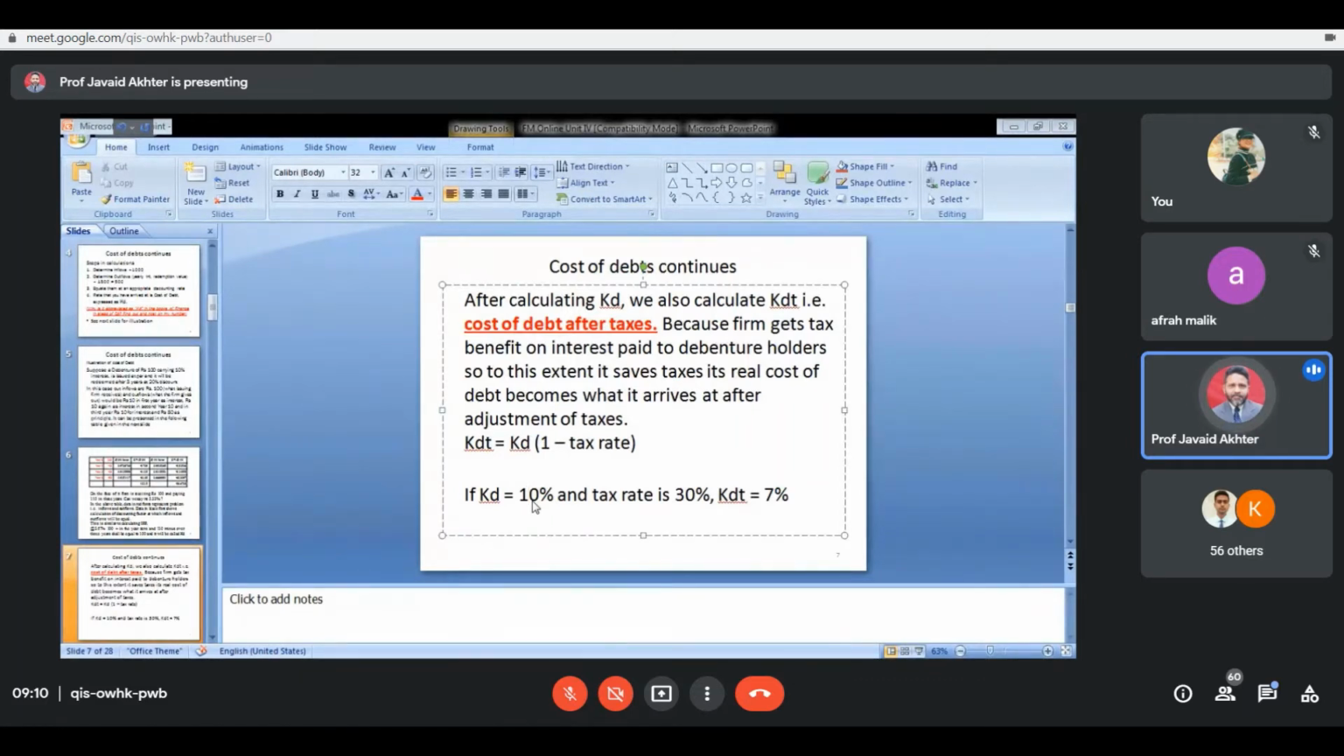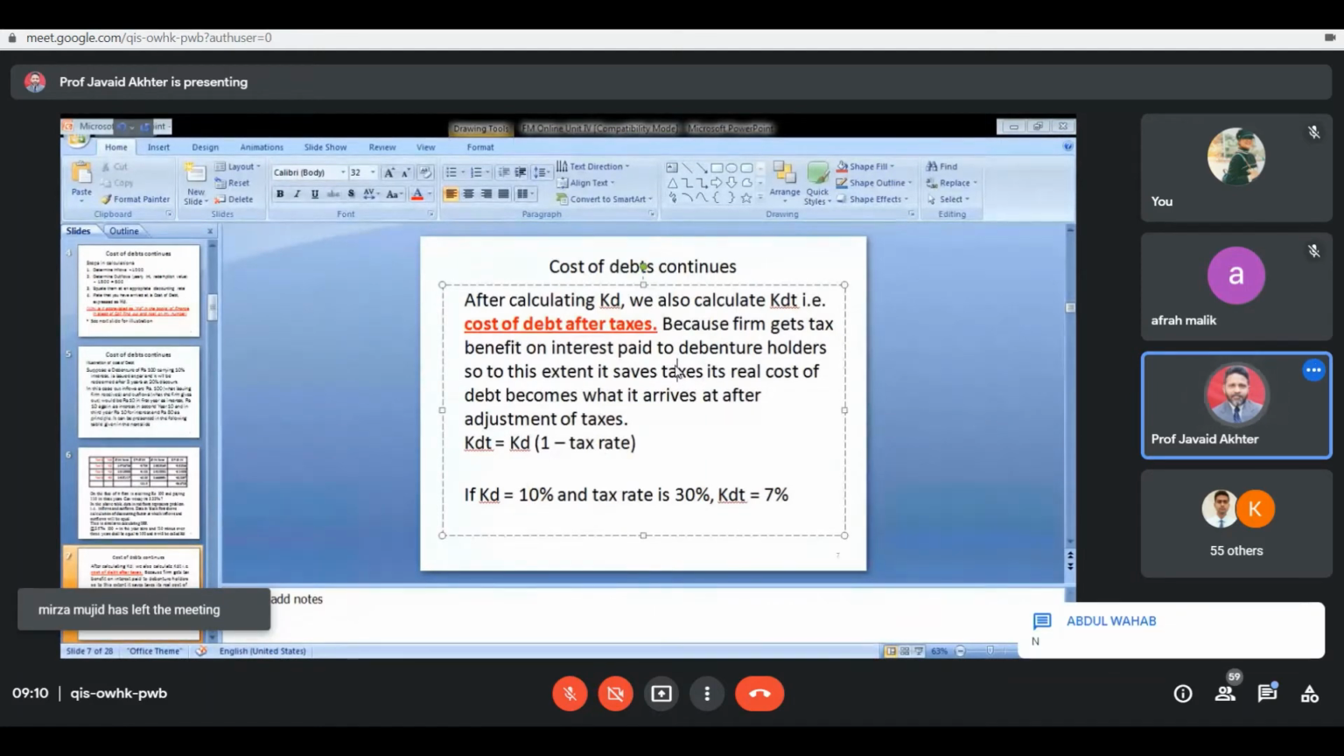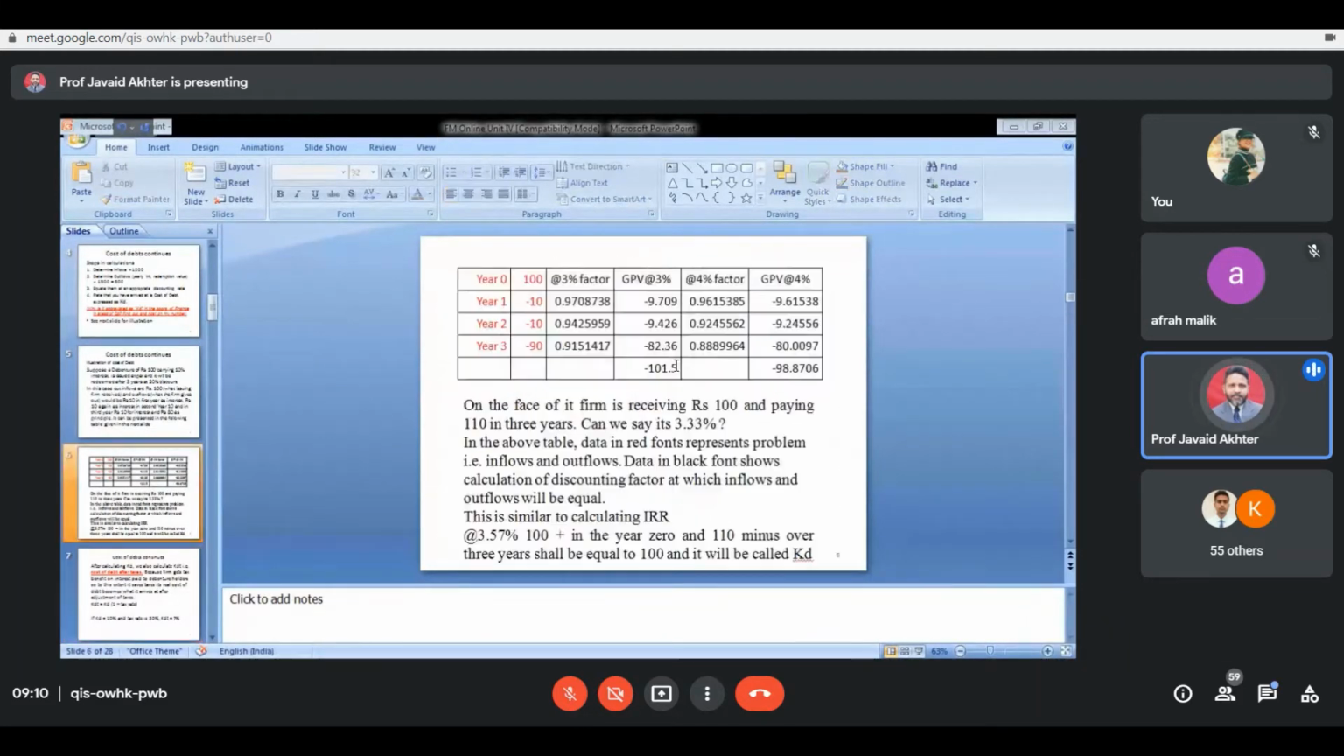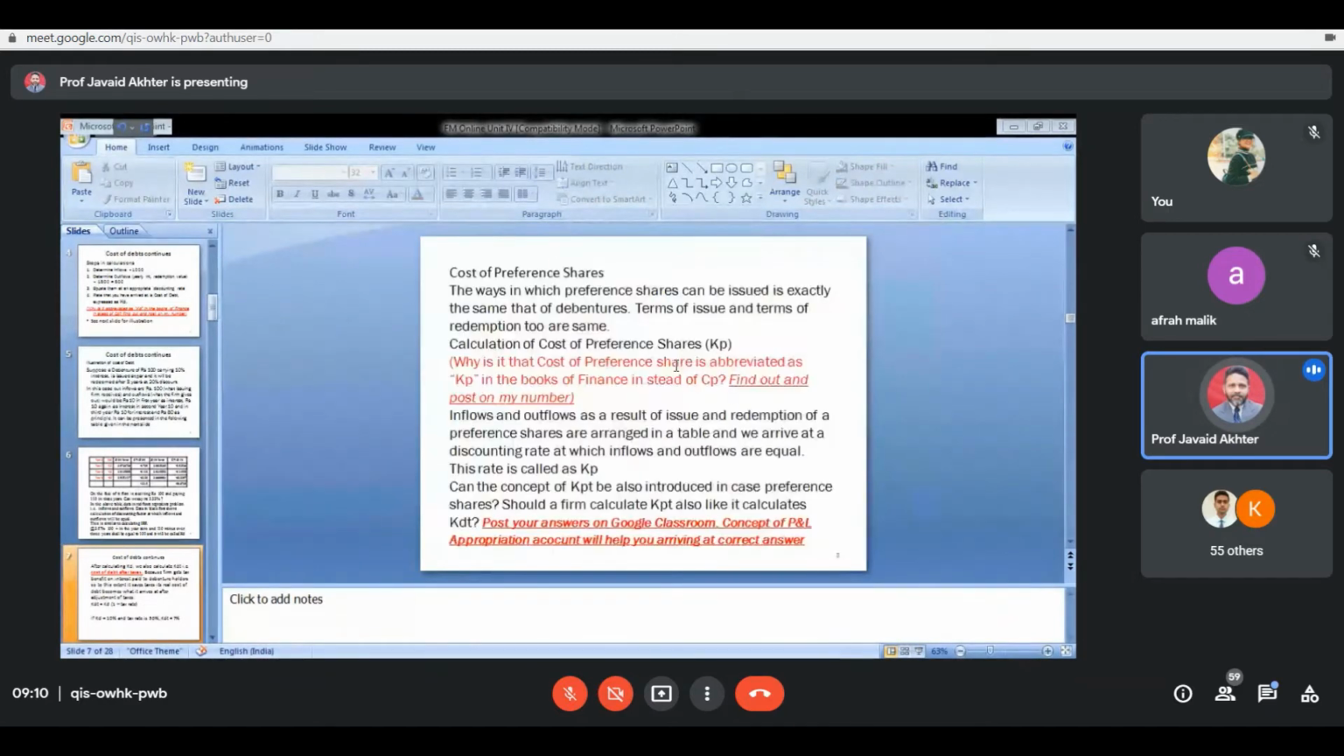Shall I proceed to the next cost, or you need some explanation on this slide? If you need any explanation on this slide, I'll explain. Otherwise, I'll go on to the next one.